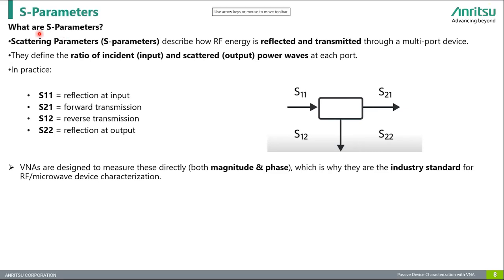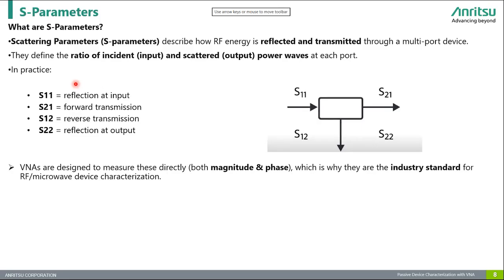S parameters, or scattering parameters, describe how RF energy is reflected and transmitted through a multiport device. They are defined as the ratio of incident and scattered power waves at each port, making them ideal for high frequency applications where voltage and current are difficult to measure directly. We will break down the key terms here.